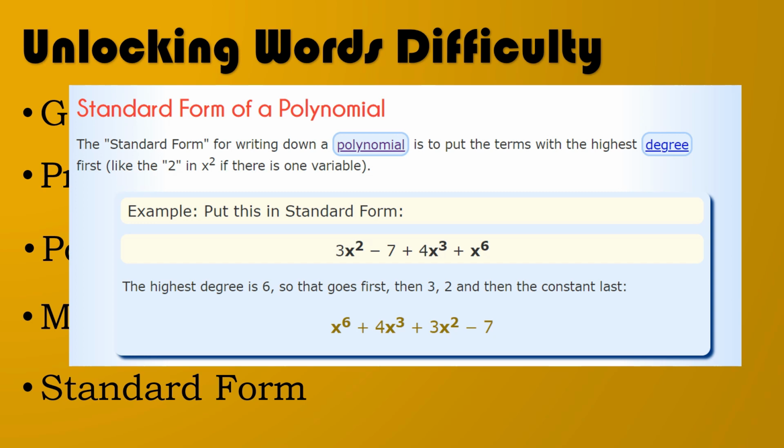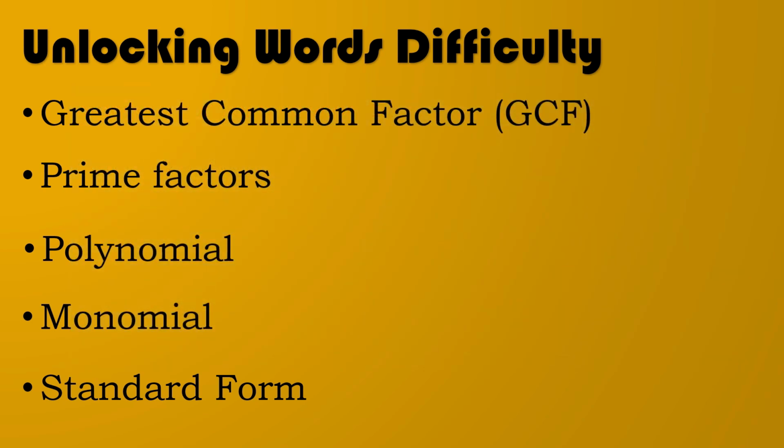Great! Can you repeat the different words that we unlocked? They are greatest common factor, prime factors, polynomial, monomial, and standard form. Let's continue!